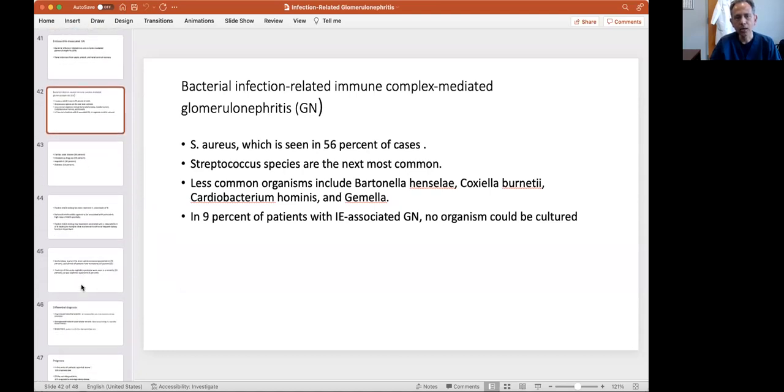So when you have endocarditis and related GN, Staph aureus is the most commonly cultured bacteria. After that, Streptococcus is the next most common, and less common are Bartonella and other less common bacteria. And in some of them, about 9% or so, you will not be able to culture any organisms. Next slide.